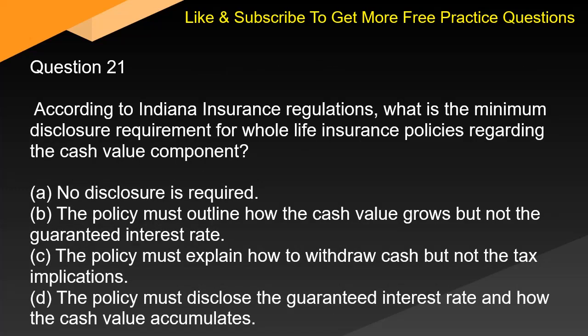Question 21. According to Indiana insurance regulations, what is the minimum disclosure requirement for whole life insurance policies regarding the cash value component? A. No disclosure is required. B. The policy must outline how the cash value grows but not the guaranteed interest rate. C. The policy must explain how to withdraw cash but not the tax implications. D. The policy must disclose the guaranteed interest rate and how the cash value accumulates.